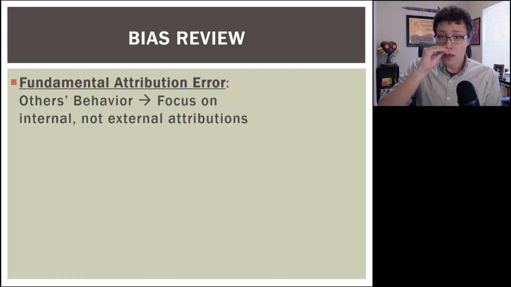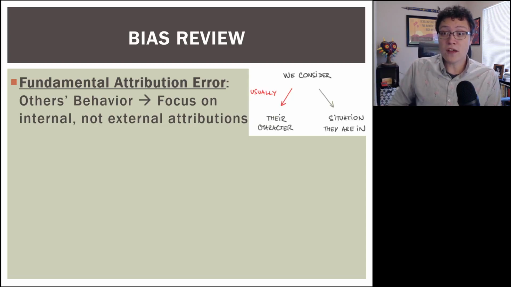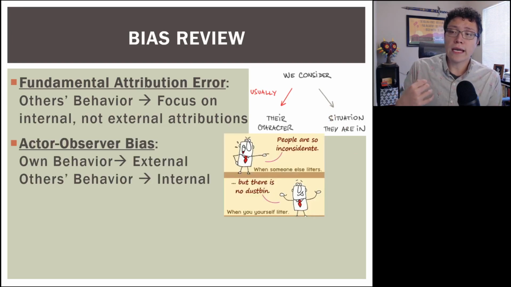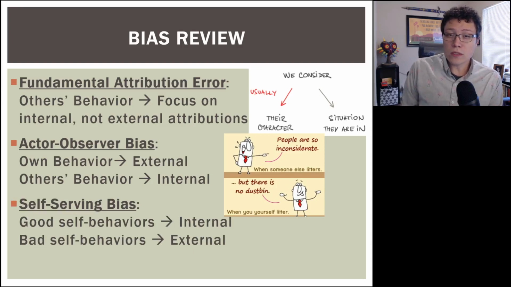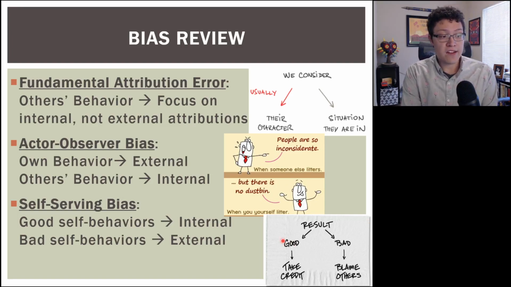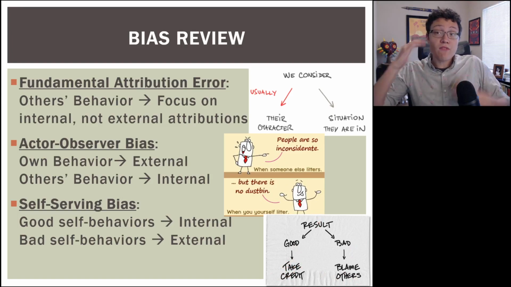So let's do a quick review. The fundamental attribution error is that when we're looking at other people's behavior, we focus on internal, not external attributions, right? We consider who they are, not the situation they're in. The actor-observer bias: when we're looking at our own behavior, we oftentimes look at external factors. When we look at other people's behavior, we oftentimes look at internal factors. More specifically, though, we only look at our own behavior as external factors when it's bad. When it's good, we use the self-serving bias. We say, is it a good result? All right, I'm going to take credit. Is it a bad result? No, I'm going to blame something else.